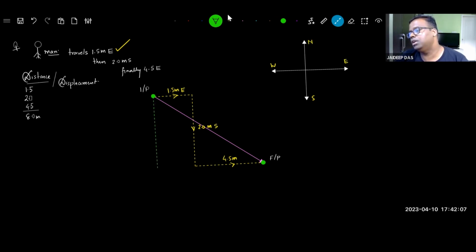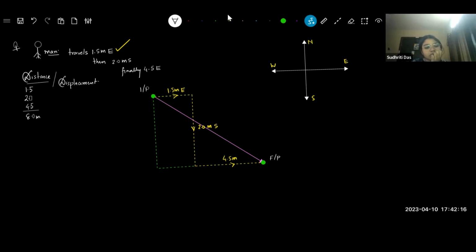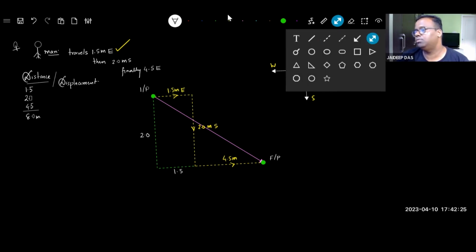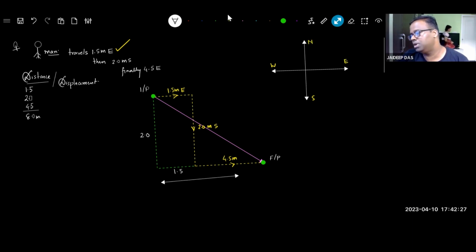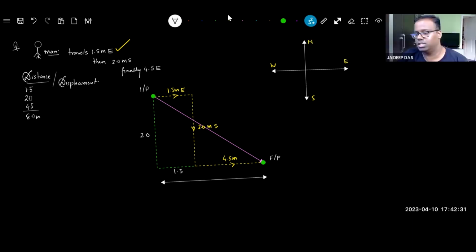So what is the pink line? How do we get the hypotenuse? We don't know. This one is 2.0, right? It's a rectangle now. If this is 2.0, this is how much? 1.5. So what is the entire length of the base? Can anybody tell me what is the base length now? 6. Very good. So this is 6.0, and this is 2.0. Can you now find out displacement?